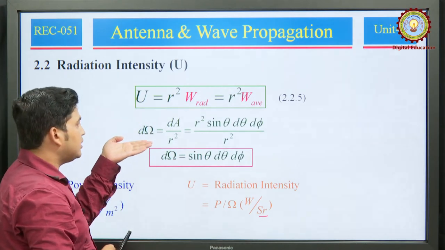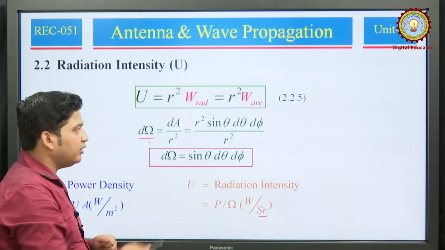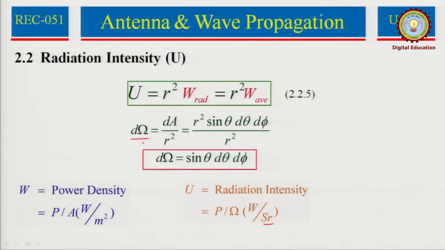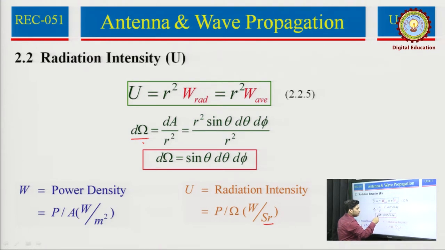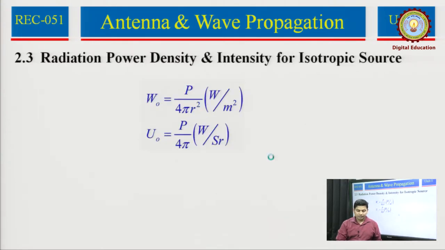Now, this is the solid angle, r square sin theta d theta d phi, divided by the available r square distance. So d omega is nothing but sin theta d theta d phi, where U is the radiation intensity, and its unit is watt per steradian. So it is nothing but the ratio of total power radiation density per unit solid angle. This is defined by radiation density, and this we define as radiation intensity.